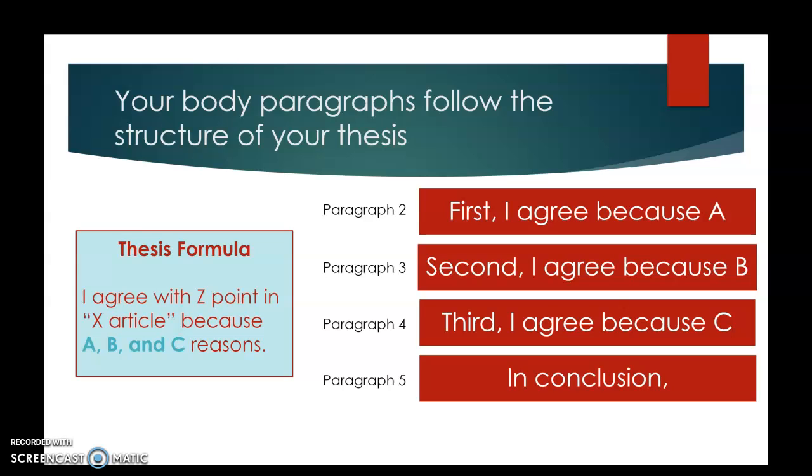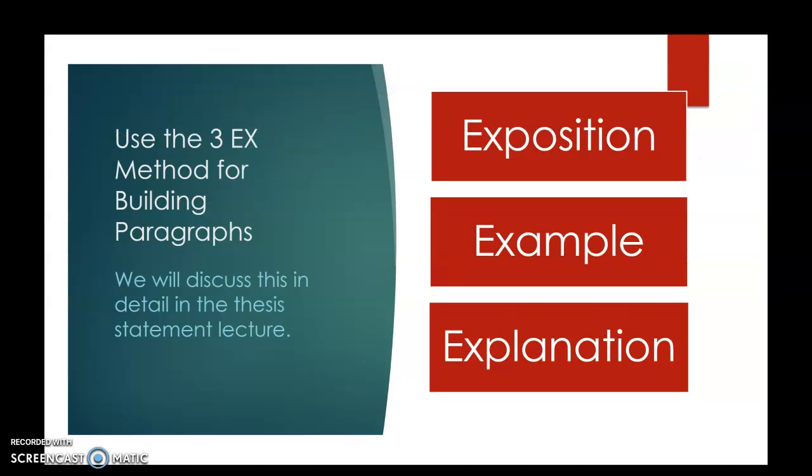When you get to setting up the body paragraphs of your paper, follow the reasons introduced in your thesis so that the A, B, and C reasons correspond with the different paragraphs. You don't have to have 3. It can be 2 or 4 or however many you need, but that's just a good way to show how to set things up. We will be practicing filling in the body paragraphs, and I will suggest that you use the 3X strategy of building paragraphs using exposition, example, and explanation. I will be giving a separate lecture on that too.